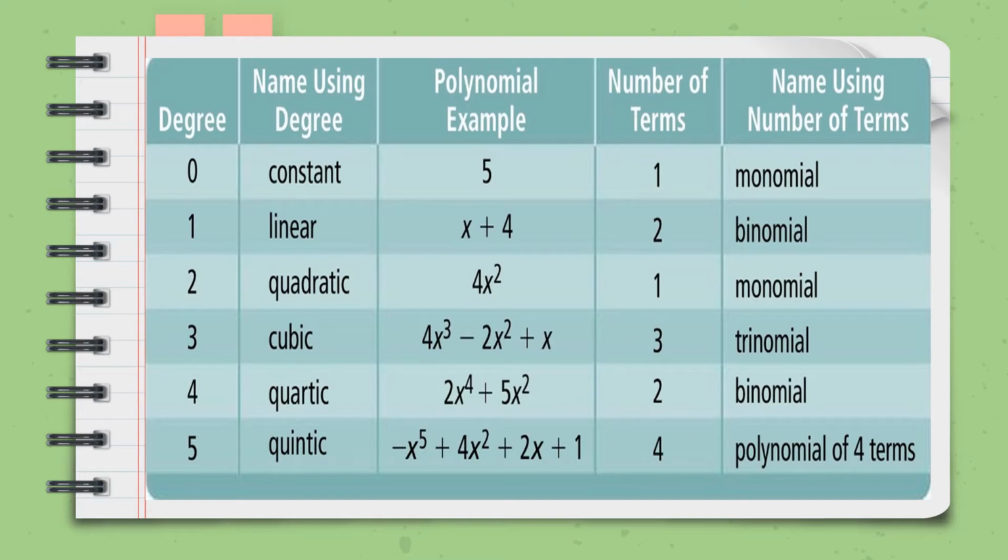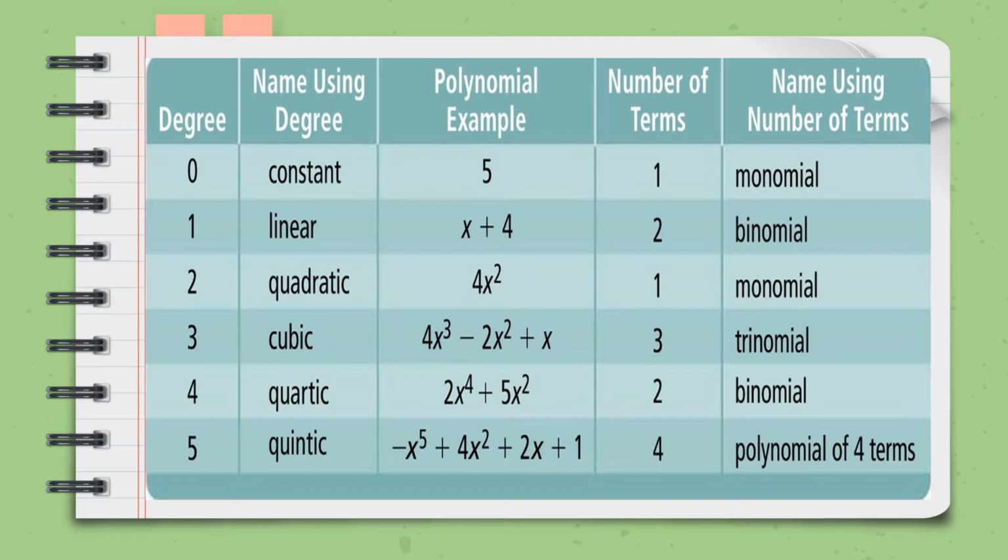Another example, 4x squared. What is the degree? 2, because the exponent is 2. How about the number of terms? That is only 1, so we call it a monomial. But by the degree, we call it quadratic. Why? Because the exponent is 2.